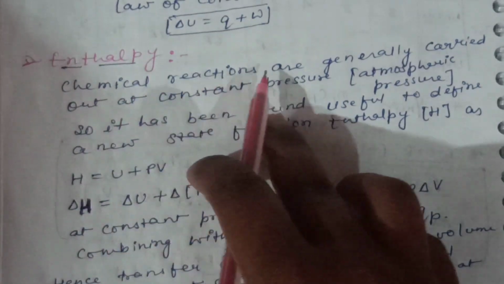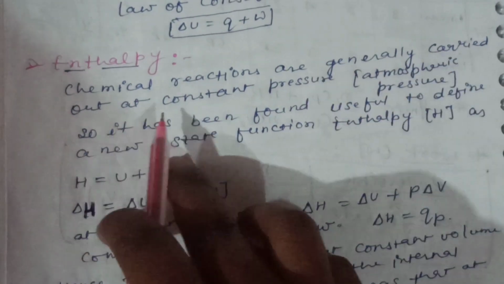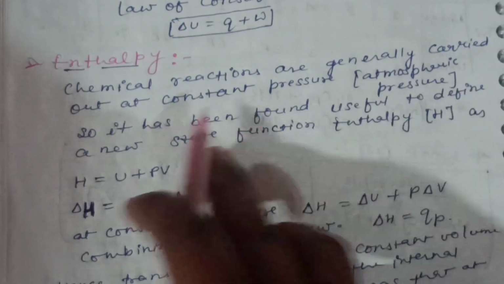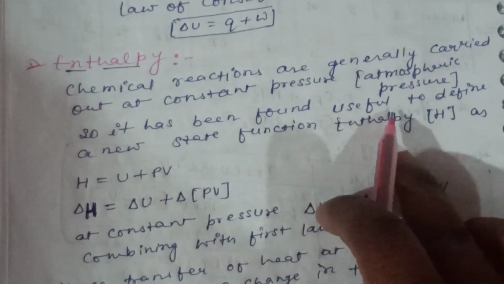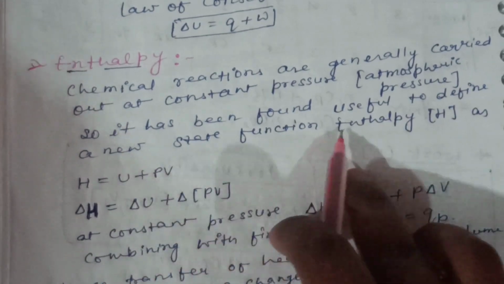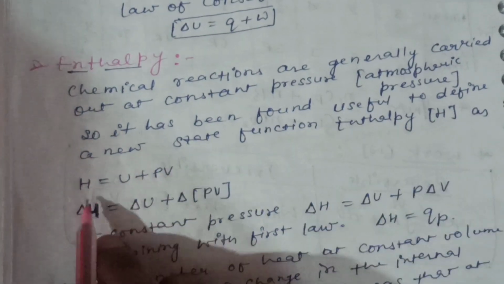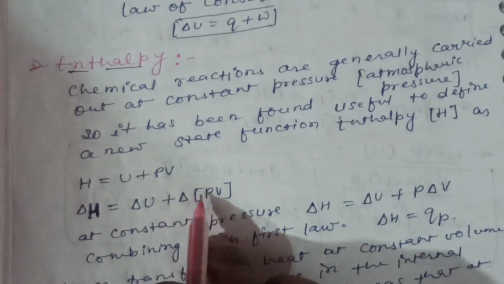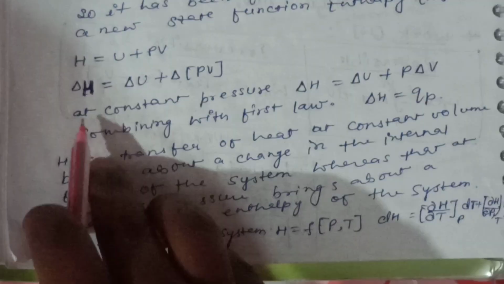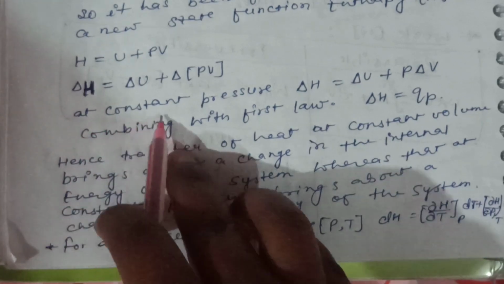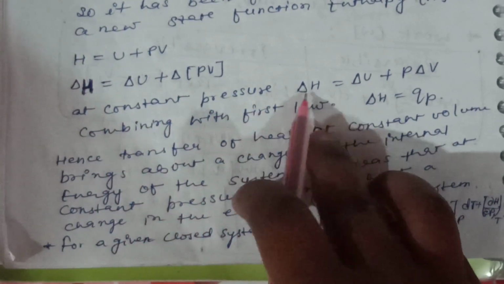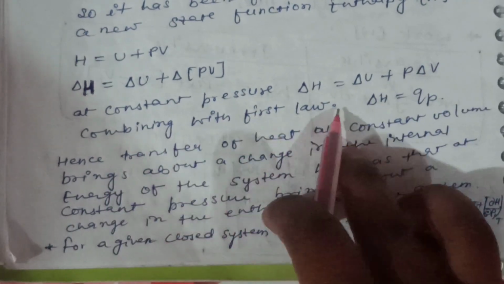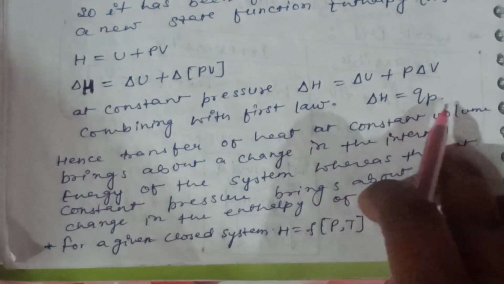Enthalpy: chemical reactions are generally carried out at constant pressure, atmospheric pressure. So it has been found useful to define a new state function, enthalpy, as H = U + PV. ΔH = ΔU + Δ(PV). At constant pressure, ΔH = ΔU + PΔV. Combining with the first law, ΔH = Qp.